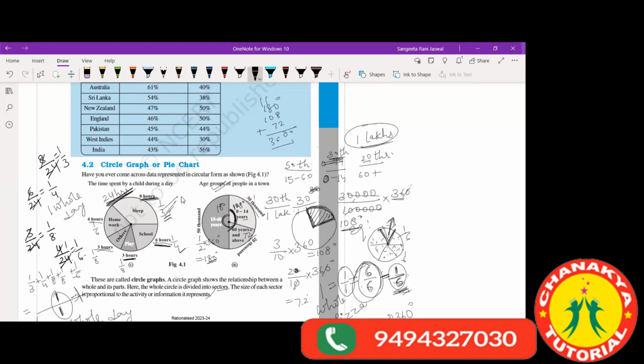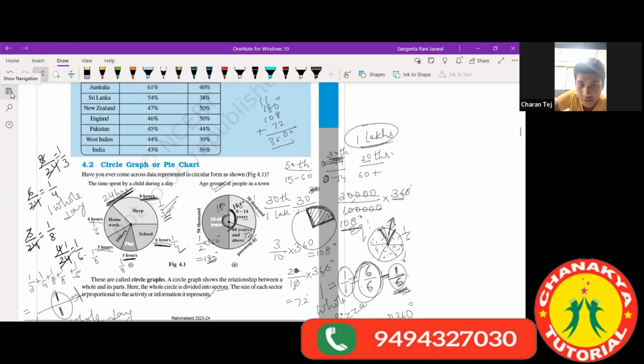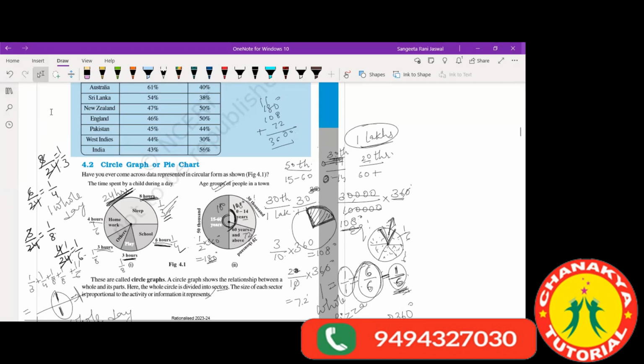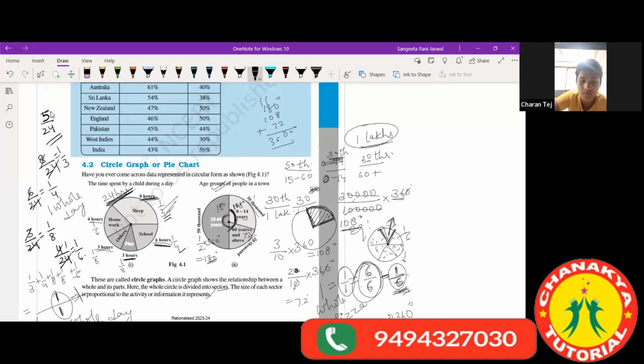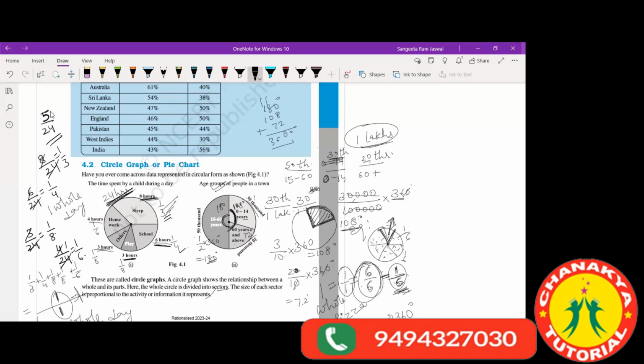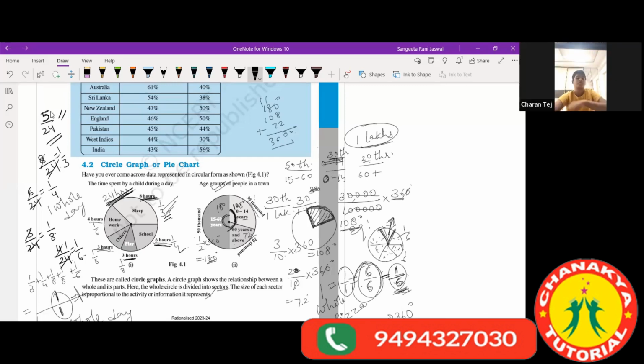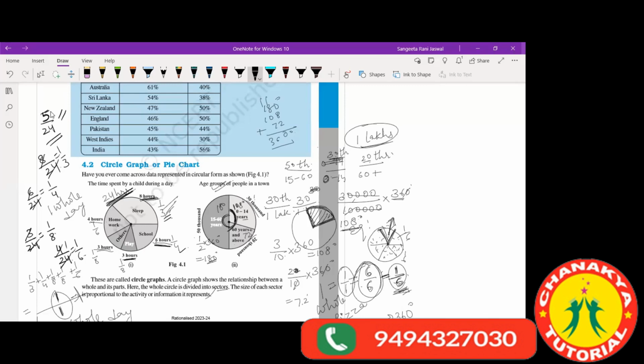Ma'am, what if it is 5 hours? If it is 5 hours, it will be 5 by 24. But this cannot be reduced to any simpler form, so it has to be kept like this only. 5 and 24 cannot be cancelled in one table. If you want to find the fraction, we'll write like this. But if you want to find the degrees or the angle, we'll multiply it by 360. I'm coming to that part now.